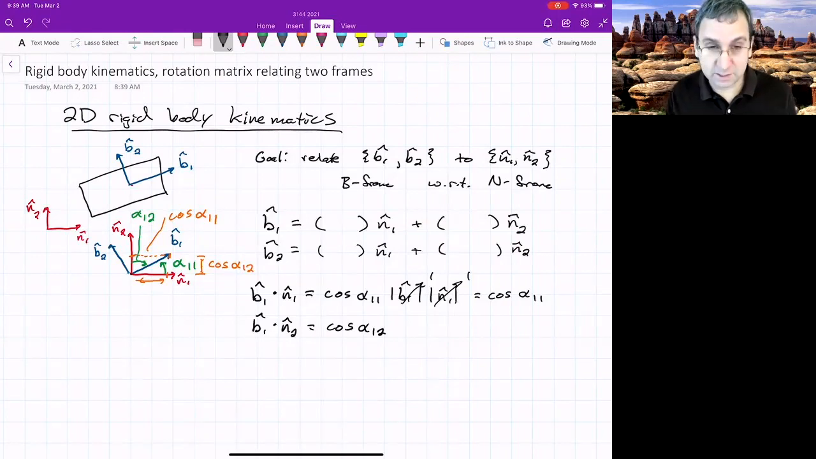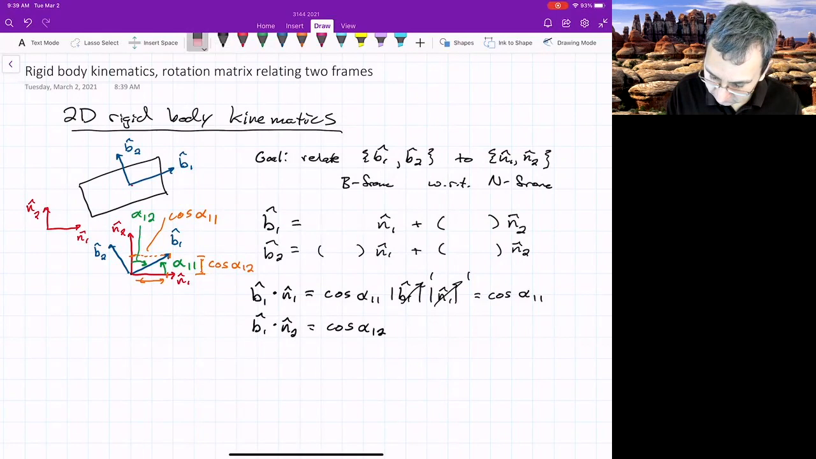But first of all, let's try to fill in what this gap is up here, where I wrote just parentheses. This is actually B1 dotted with N1.